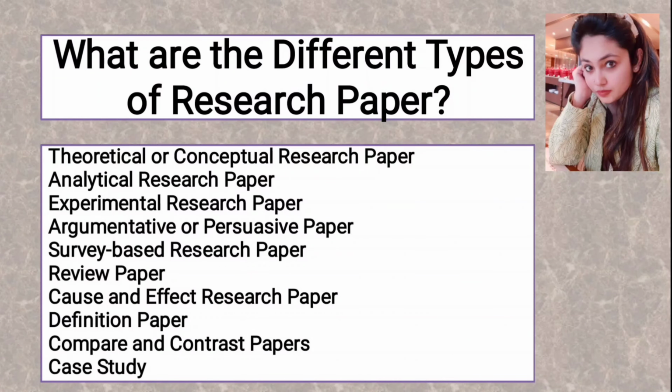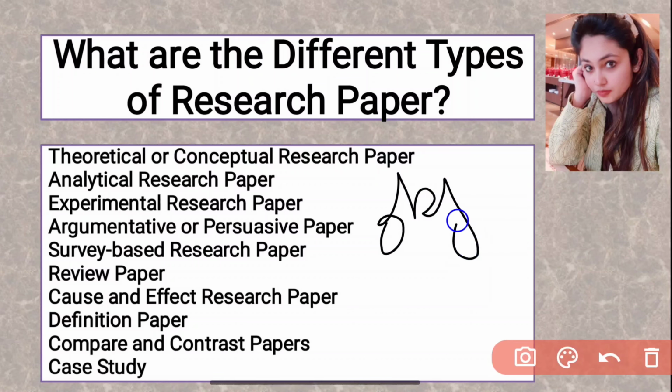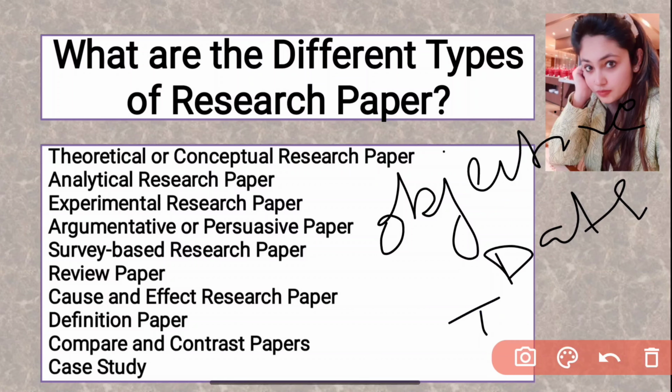In today's video, we are going to learn about different types of research papers. So whenever we are trying to publish a research paper, typically what do we do? We write the objectives, right? Then we collect the data and finally interpret it and do analysis of data. This is the typical way of writing a research paper.